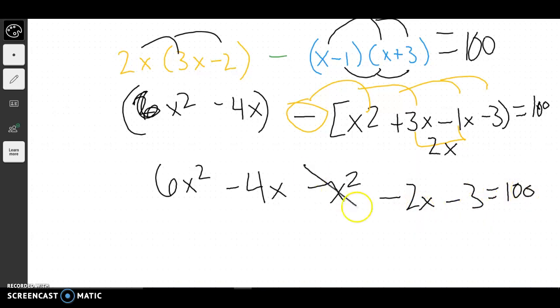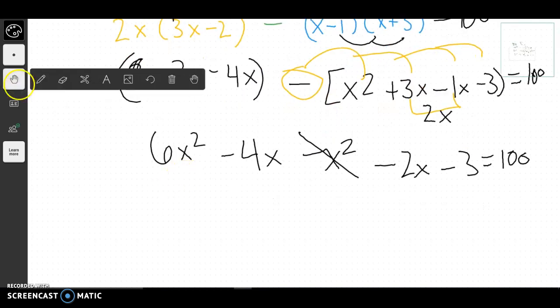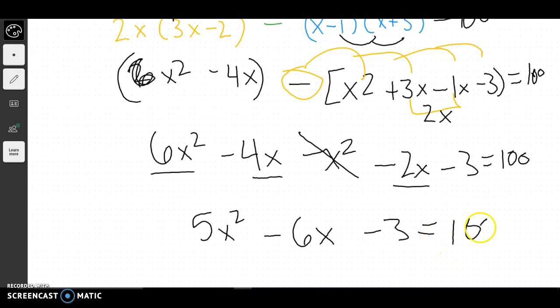We can then cancel like terms. That is going to go out and cancel with this. So I get 5x squared. This will cancel with this. Well, combines to become negative 6x. And then I'll get negative 3, and that equals 100.